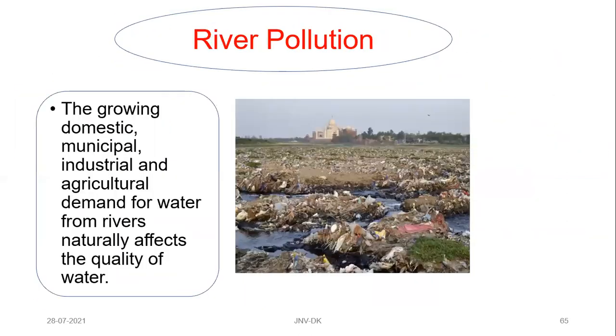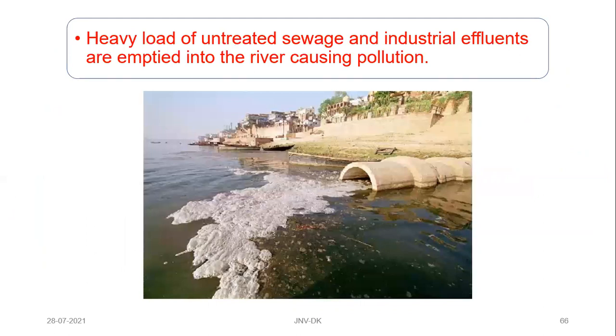But today, students, river pollution, because of the growing domestic, municipal, industrial, and agricultural demands for water from the rivers, is naturally affecting the quality of water. The main reason is this heavy load of untreated sewage and industrial effluents that are emptied into this water continuously, that is causing water pollution. We are going to contaminate water to an extent that we will not find fresh water to drink.